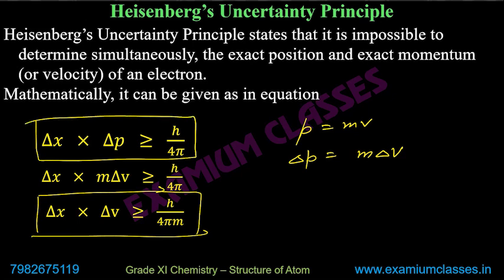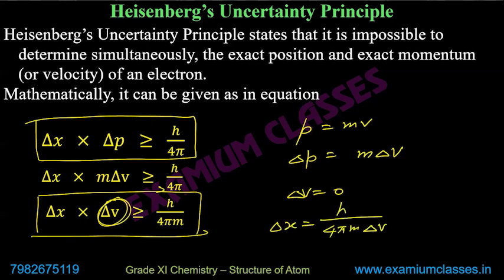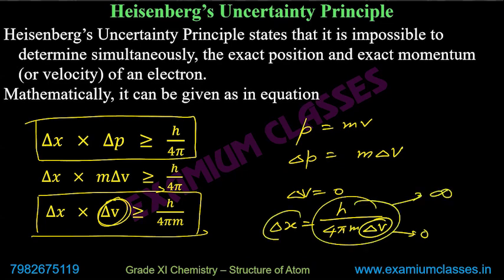Now suppose I want to calculate the exact velocity. If I want to calculate the exact velocity, it means the difference in velocity will be 0. And if this is 0, delta x equals h by 4 pi m delta v. If it is 0, this will be infinity. Now the error margin in position will be infinity. It means at the same time you cannot get both exactly. It is not defined because it will be infinity. So the error margin is infinity. It means you cannot get the exact value of position.